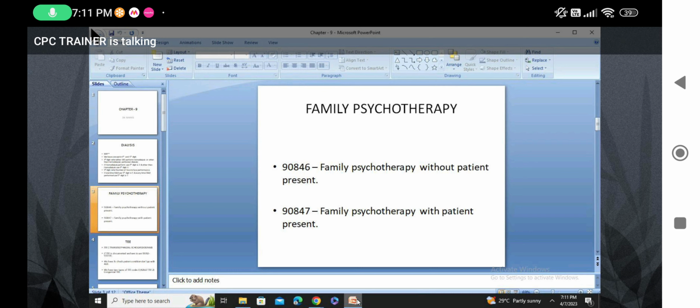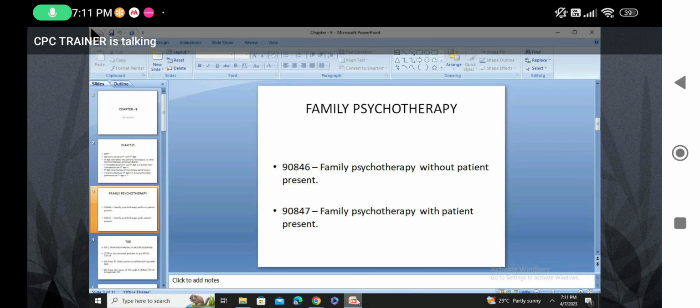One is the family psychotherapy treatment the provider performs with the patient. The other is without the patient, right? In case the provider documented that they are performing the treatment with the patient, you give 90847. In case the provider documented without the patient, you give 90846. This is the common one. So if they documented like this in your question, you can easily code with the patient or without the patient.